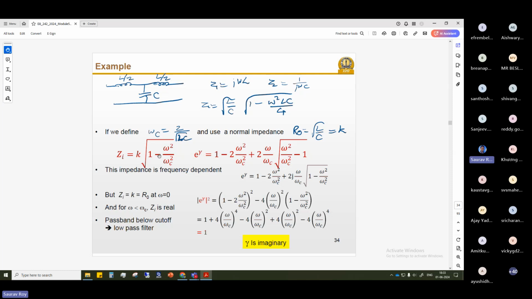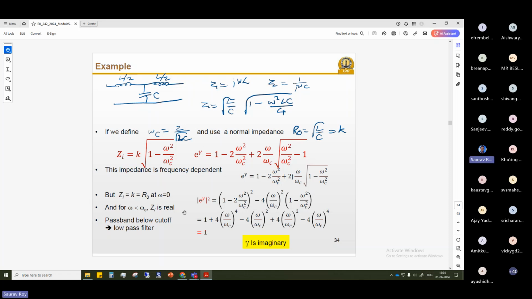Now you see, there is a very interesting equation here: square root of 1 minus omega square by omega c square. Whenever you have a subtraction inside a square root, there is a chance that it will be either real or imaginary. Understand, right? It might become either greater than 0 or less than 0, so together it will become either a real number or an imaginary number. ZI can be real or imaginary, and here also gamma can be real or imaginary.